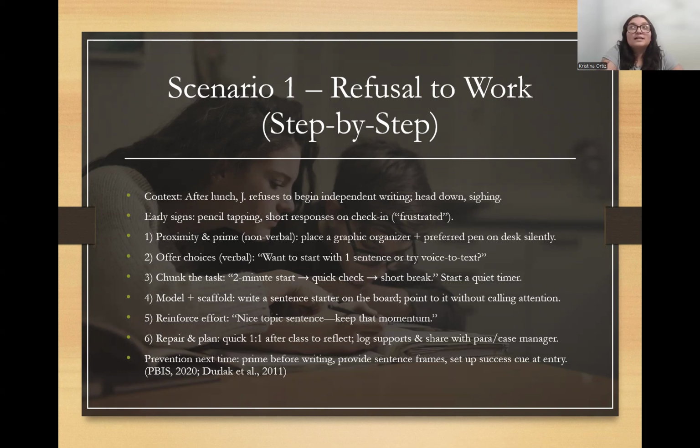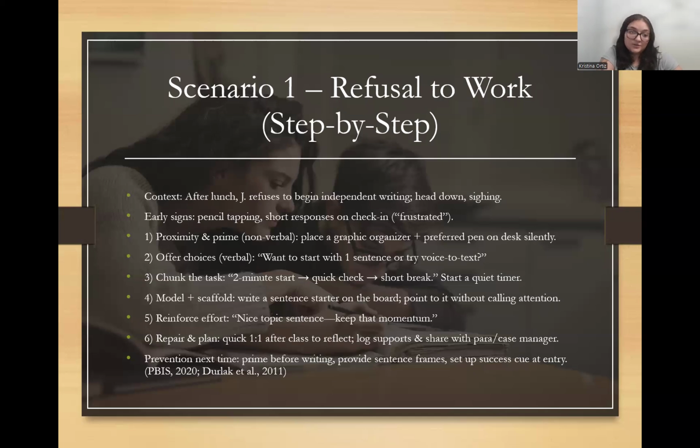So maybe it's not just one student, or maybe it is one student, and you just put a certain sentence on the board for everyone to see and then you just point to it. Number five, reinforce effort. Nice topic sentence. Keep that momentum. Number six, repair and plan. Quick one-on-one after class to reflect, log supports, and share with parent or case manager.